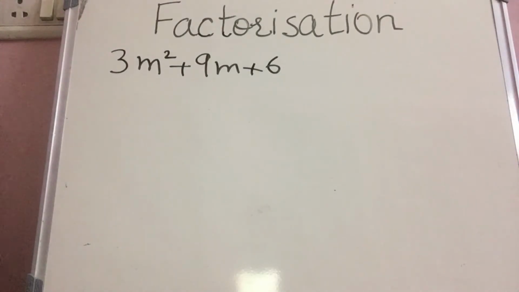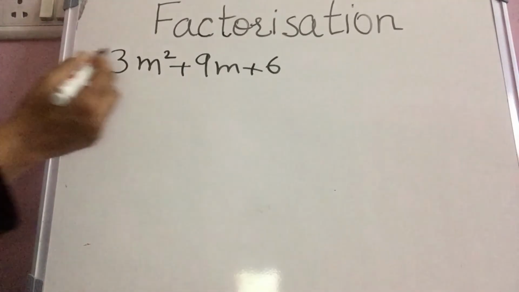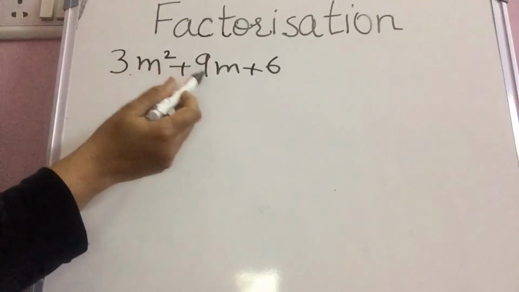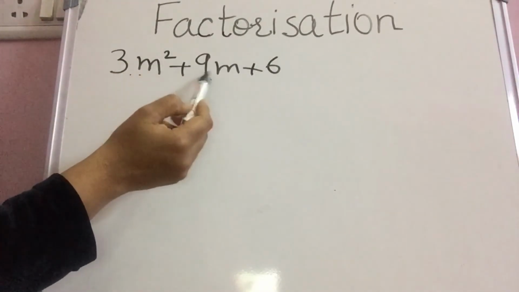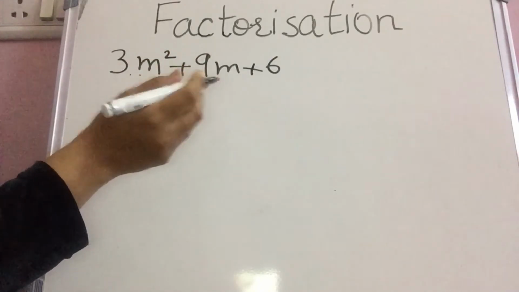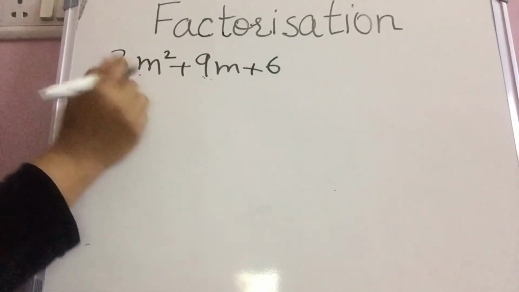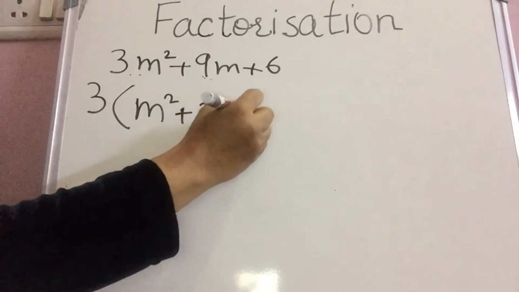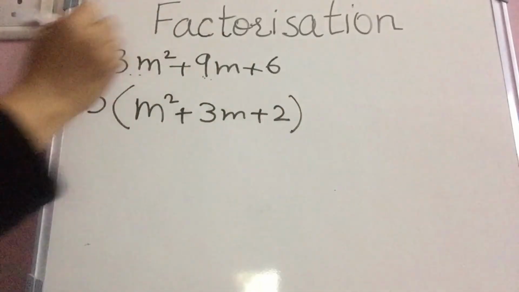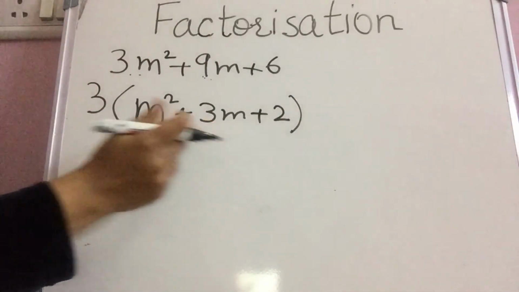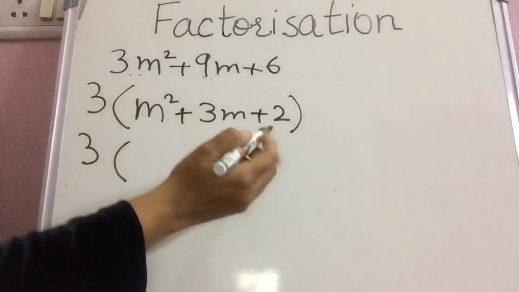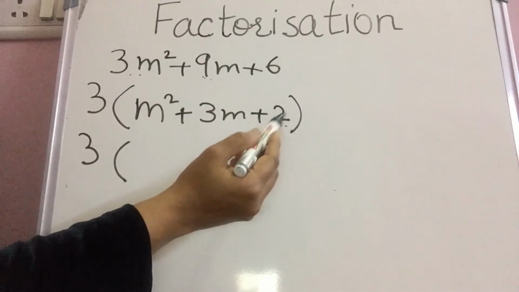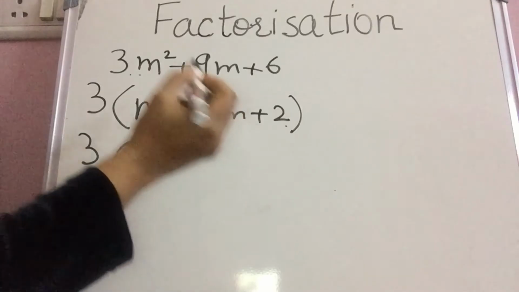Now suppose we have this question and we will do it by splitting the middle term. First, we see that we have 3 as a common factor in all three terms. So we will take 3 outside the bracket. We'll do the regrouping here only: m square plus 3m plus 2. Now we will do this by splitting the middle term. We see the factors of 2 will be 2 and 1. So we'll use 2 and 1 for this.